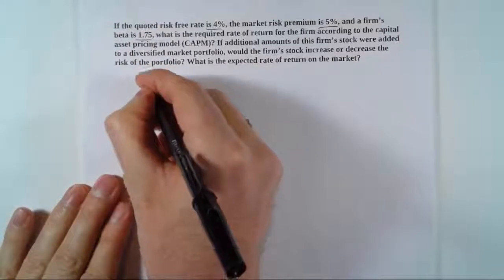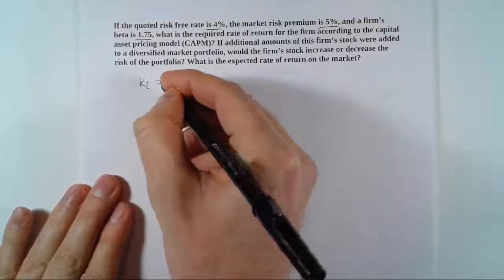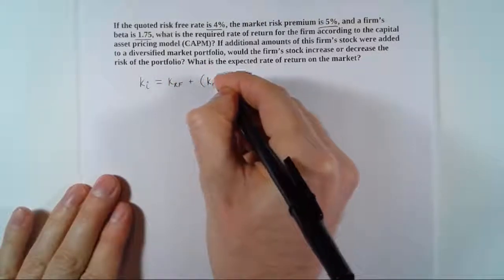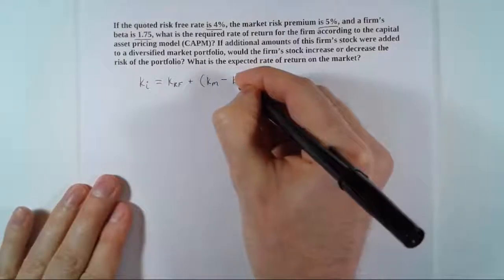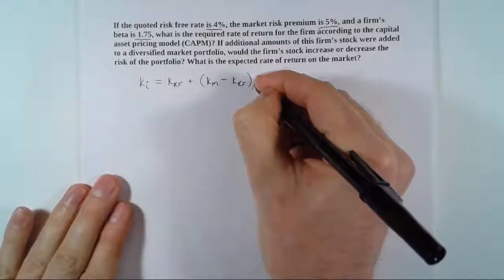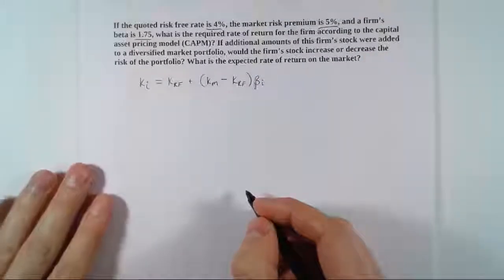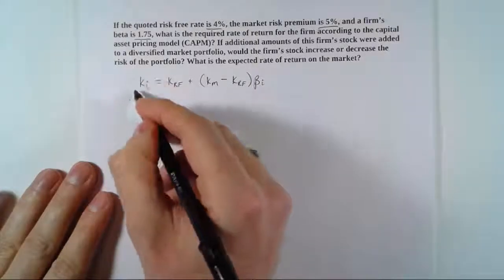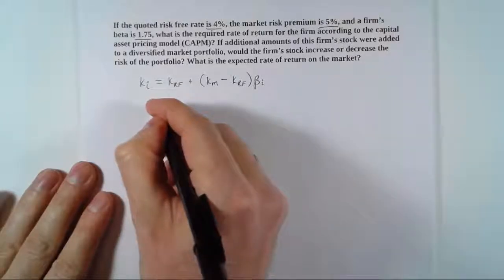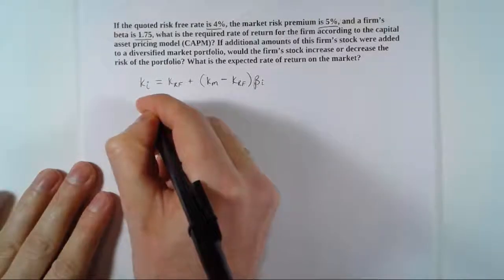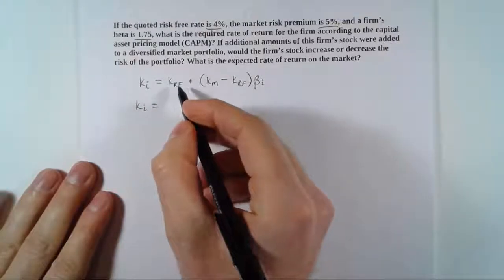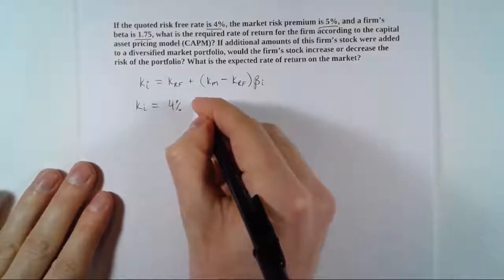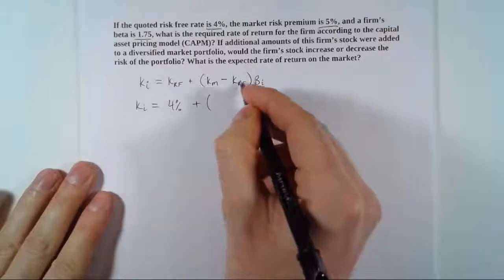So we know that our CAPM formula is Ki is equal to KRF, the nominal risk-free rate, plus Km, the rate of return on the market, minus KRF, times the beta of the stock. So if that's our formula, we just need to start putting in some pieces to find the required rate of return for the firm, which is the Ki. So Ki is going to be equal to KRF, which is the risk-free rate, and that is 4%, plus, now we need Km minus KRF.